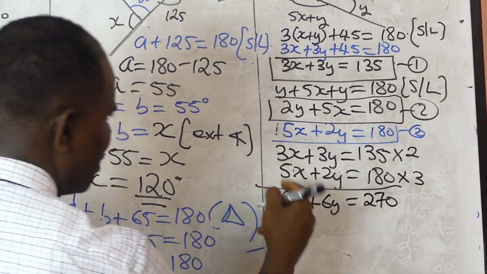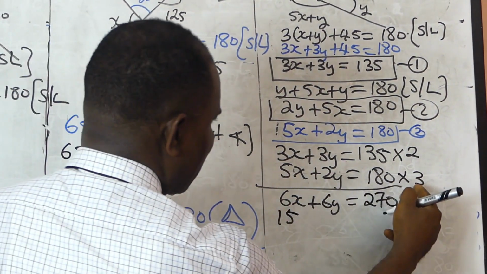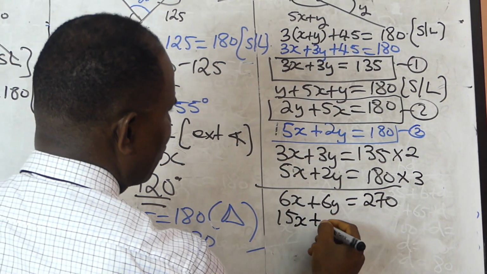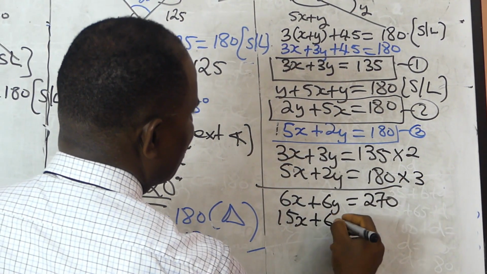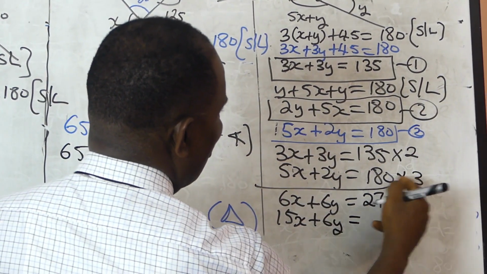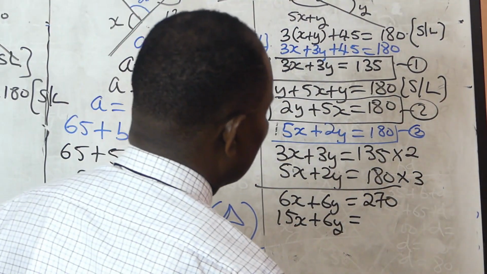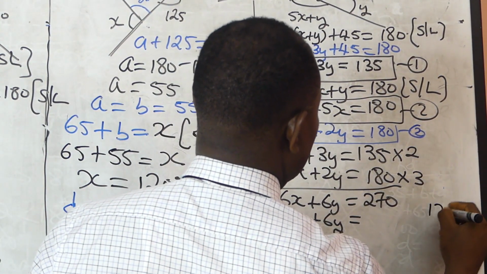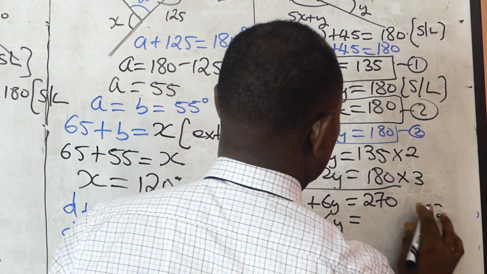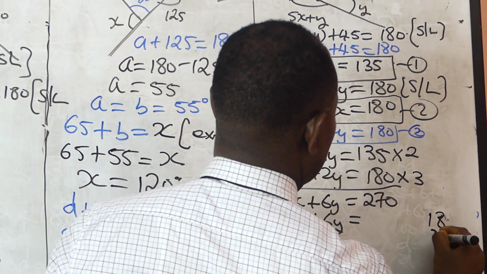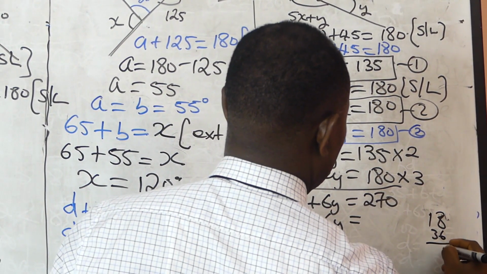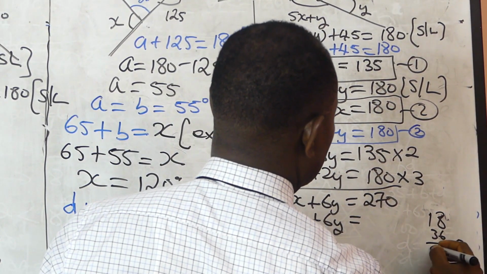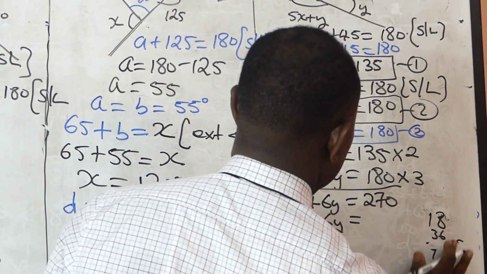I go back here. This is 15x. 3 times 5x is 15x. Then I get to 2 times that 3, so I have 6y is equal to 180 times 3. This is 18, 36 plus 18. You have 54. This is 940. So I get 940.